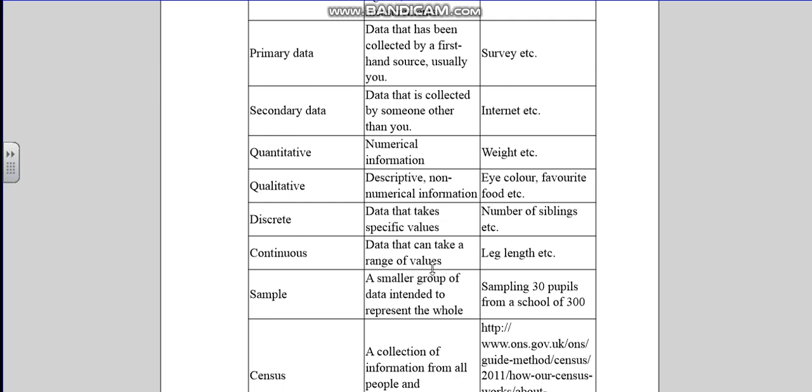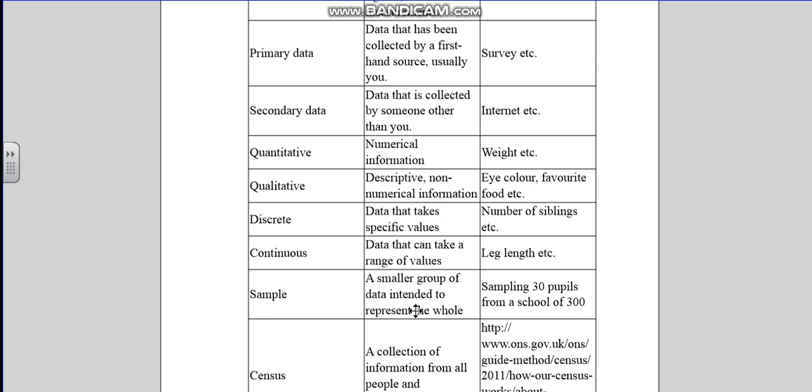Okay, continuous data is data that can take a range of values, so it's often measurements. So leg length can be 32 centimetres, or it might be 32.1 centimetres, or it might be 32.11 centimetres. Okay, so it's continuous. You can keep changing the accuracy and get a more accurate measurement. Okay, so continuous is often a measurement. Discrete is often counting. Okay, but like I say, for discrete, there's a couple of anomalies in there.